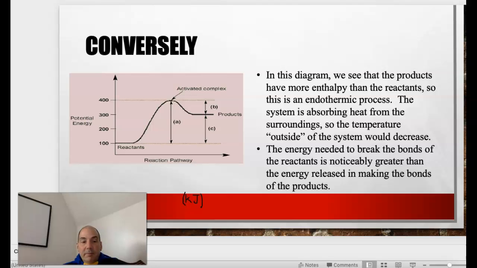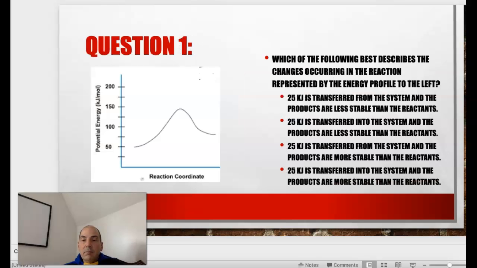All right, let's try a question relating to this idea then. Which of the following best describes the change occurring in the reaction represented by the energy profile to the left? Okay, 25 kilojoules of heat is transferred from the system, and the products are less stable than the reactants.